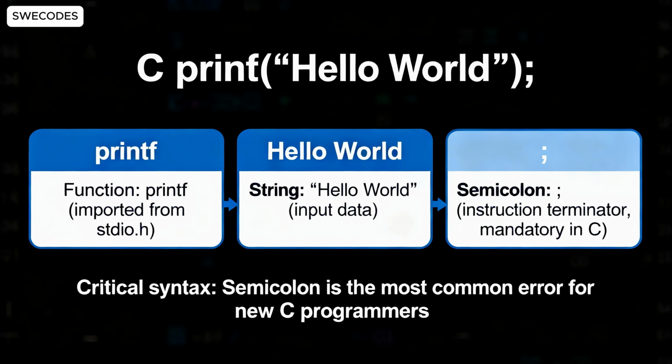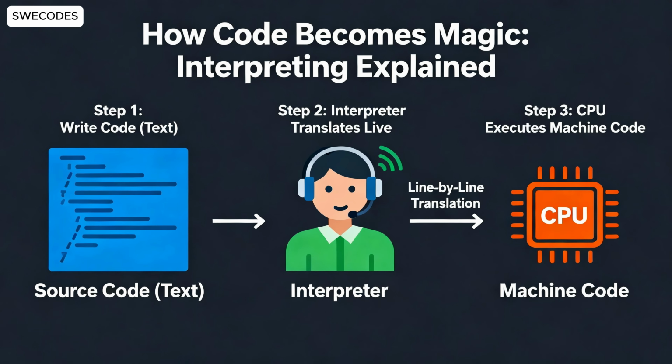You write code. You hit run. Magic happens. But what is that magic? The code you write, your source code, is just text. Your processor, the CPU, can't understand a single word of it. Your CPU only speaks one language, raw machine code. To bridge this gap, your code must be translated. But how it's translated is one of the most fundamental concepts in programming. This isn't just theory. It defines your debugging workflow, your program speed, and even the language you choose.